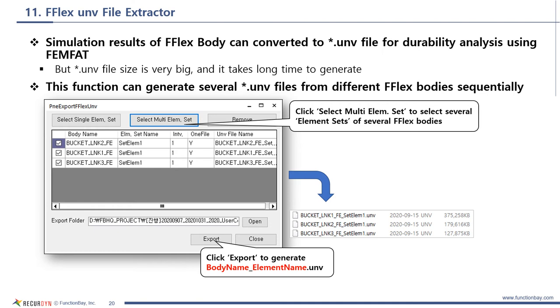UMV file extractor is a convenient feature that makes the job easier. In the customization tab, click the run icon of the ProcessNet group and double-click export FFlex UMV to run it. In the export FFlex UMV window, select the element set of desired FFlex bodies to export and click the export button to perform UMV file output.